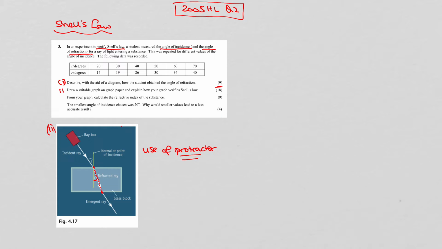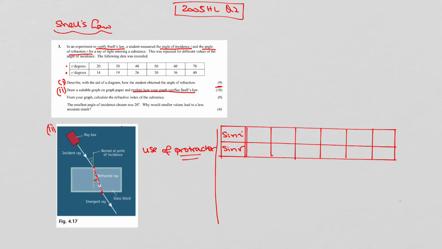So part 2 says draw a suitable graph on graph paper and explain how your graph verifies Snell's Law. So first of all, our table is given to us in terms of i and r, but for Snell's Law, we're going to have to change this table of results into sin i and sin r. Okay, so the first thing we want to do is check our calculator is in degrees.